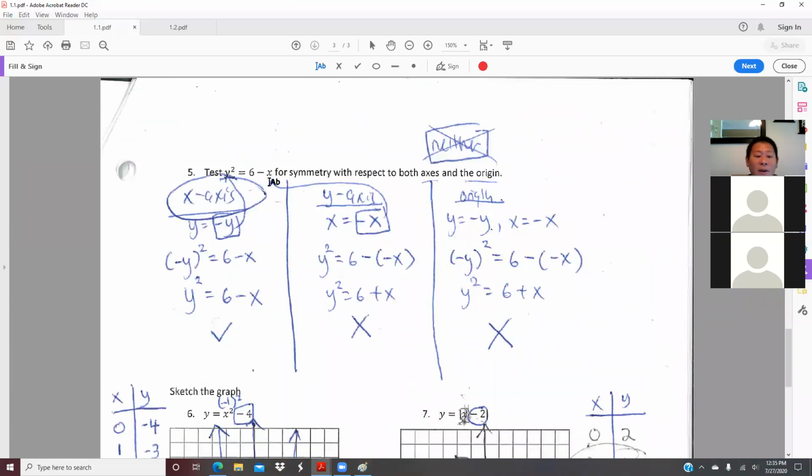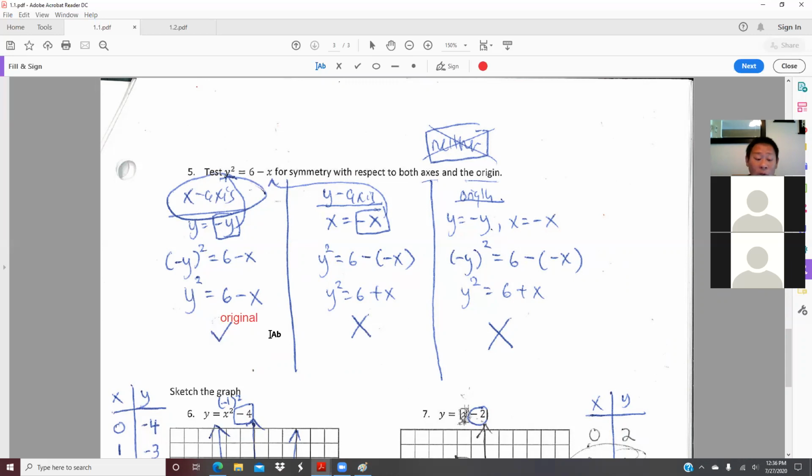Next, you want to figure out if this equation is symmetric with the x-axis, y-axis, or origin. How do we figure that out? For the x-axis, we plug in negative y for y. When you square it, you get back the original equation. So you get y squared equals 6 minus x, which is exactly the same. So this is symmetric with the x-axis.